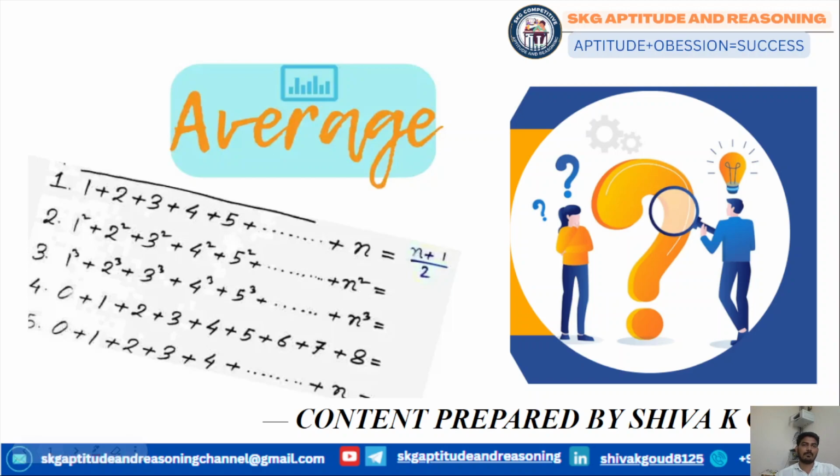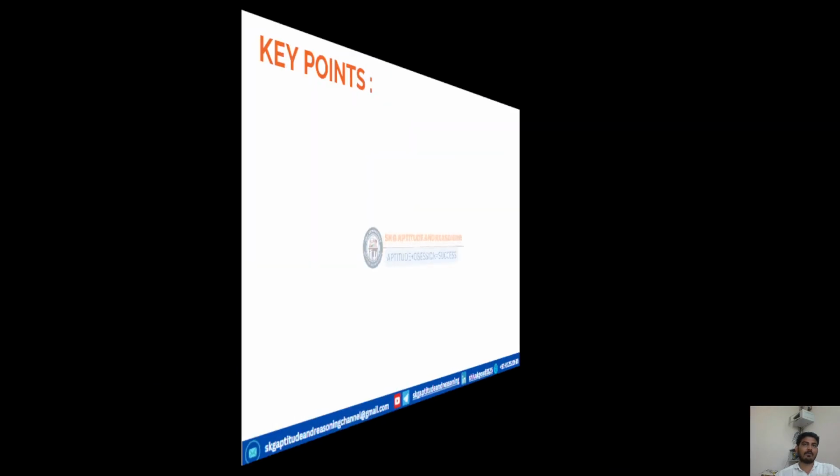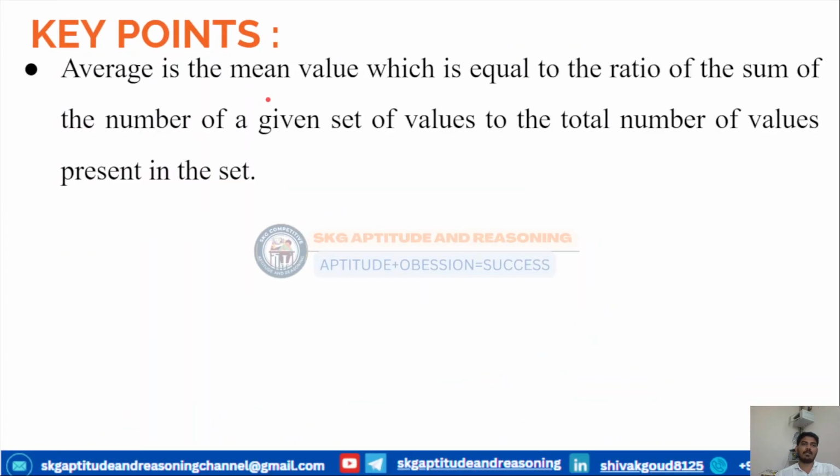Let us see what is meant by average first, and then we'll discuss some example problems and also some actual problems which were asked in previous exams. So what is meant by average? Average means the mean value, which is equal to the ratio of the sum of a given set of values to the total number of values present in the set.